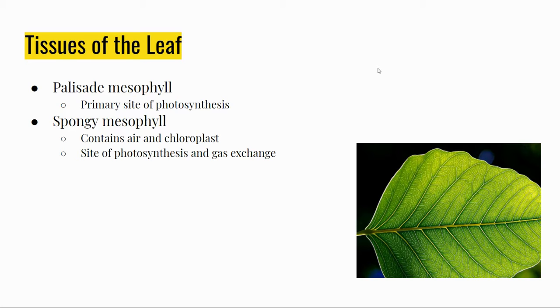Continuing on with the mesophyll for tissues of the leaf. So you have the palisade mesophyll, which is a primary site of photosynthesis in leaves. Then you have the spongy mesophyll, which contains air and chloroplasts, and it's also a site of photosynthesis and gas exchange.